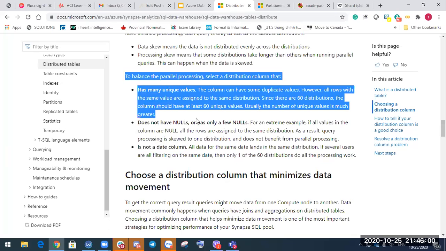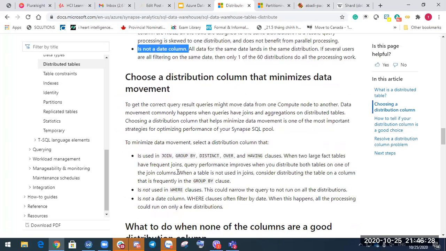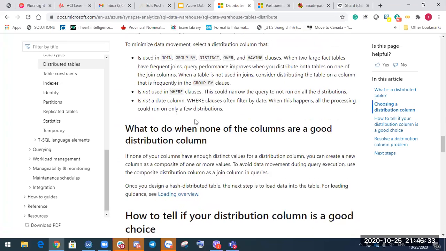So please remember to read this. Most of this makes sense. Besides this, it could be confusing, so that's why I want to highlight it with you. Like distribute, you have too many unique values, so there shouldn't be anything duplicated. It does not have nulls or has a few nulls. So all of these are very common sense. Besides, this is confusing, so that's what I want to highlight. And if you want to read more about what you choose as a good column, you can read more here.